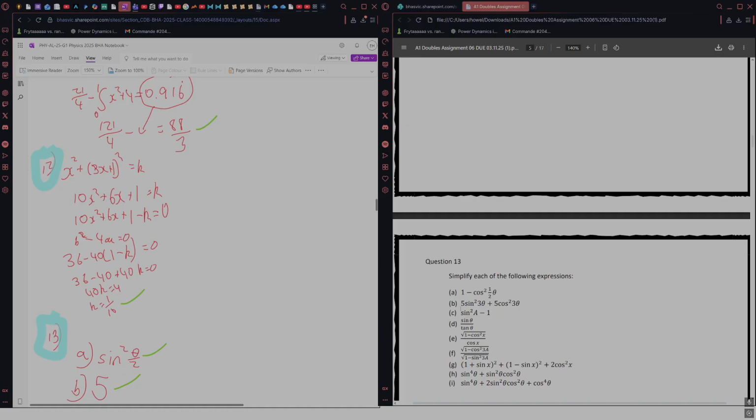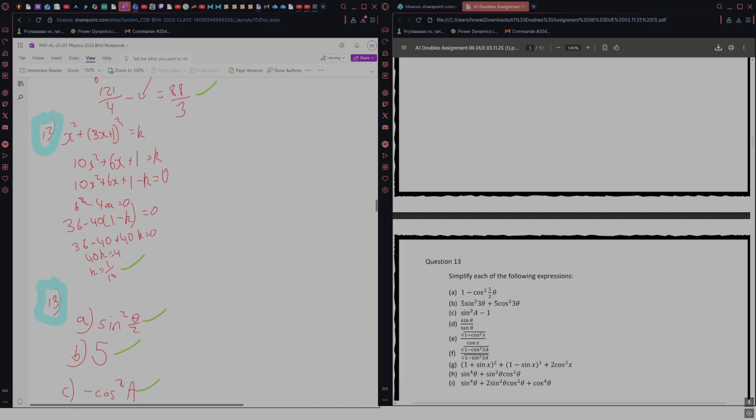So it's just 5, because you can factorize 5 out of this, and then sine squared 3 theta plus cos squared 3 theta equals 1. So they will just cancel. Same with this, it's just the identity, but multiplied by -1, so you get negative cos squared, because cos squared equals 1 minus sine squared, but if you multiply the entire thing by -1, you get negative cos squared equals sine squared minus 1 instead.